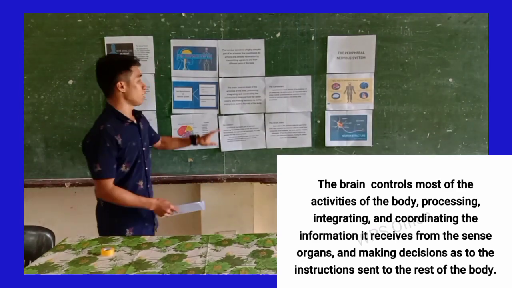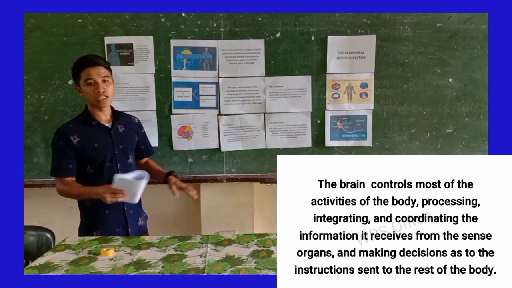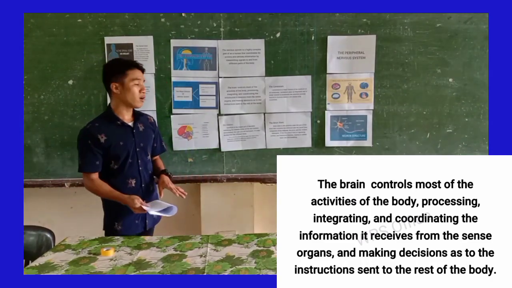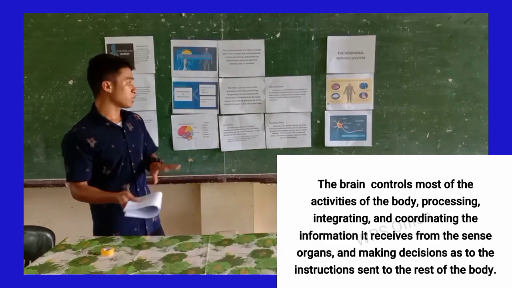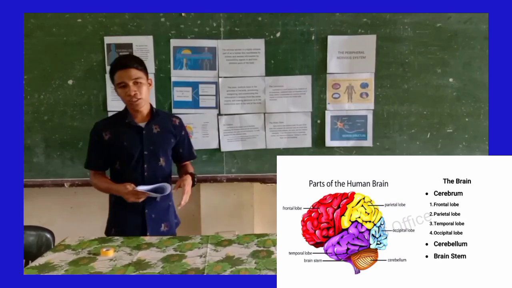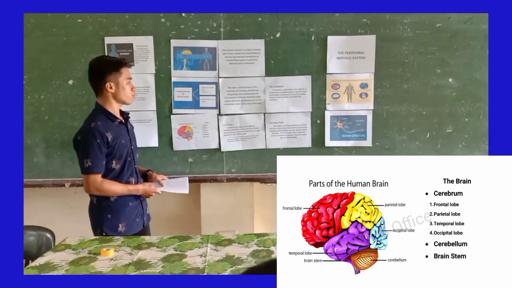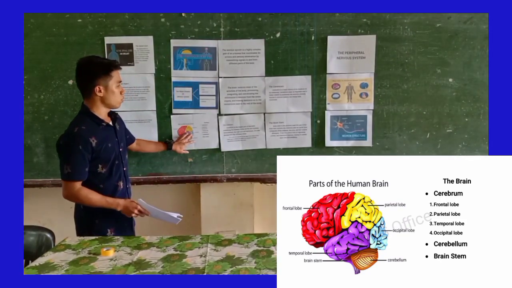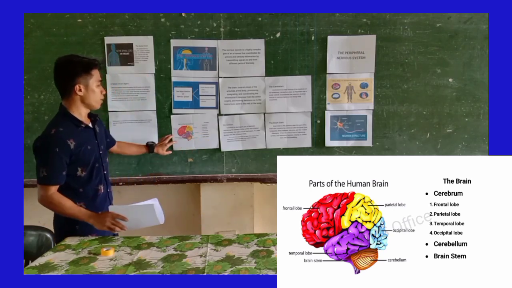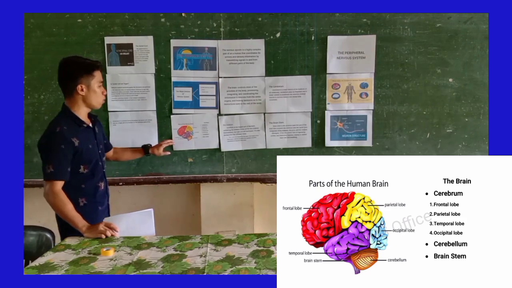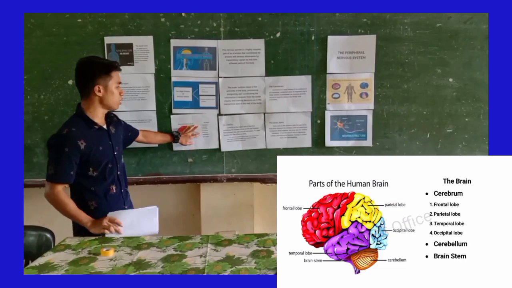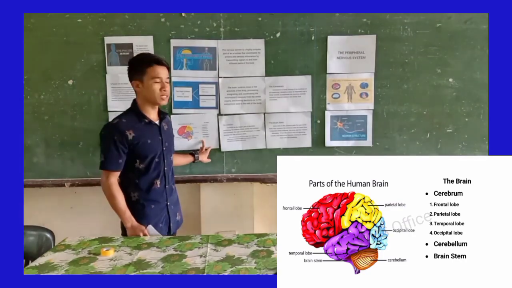So that's it. The information is received from the sense organs such as our eyes, skin, and what we smell, then transmitted to the brain, and then the brain processes it and gives a response. So the next is, there are different parts of the brain. So we have three major parts of the brain: the cerebrum, the cerebellum, and the brainstem.